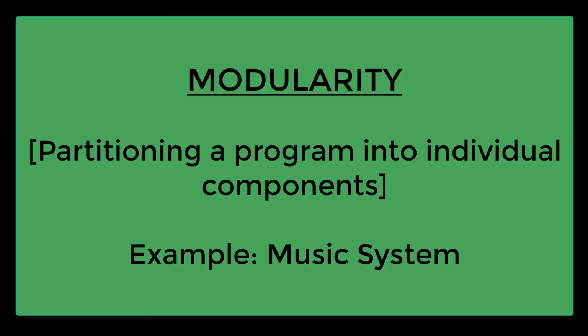The third one is modularity. Modularity is the property of a system that has been decomposed into a set of cohesive and loosely coupled modules. The music system, for example, comprises speakers, cassette player, record players, CD players, tuner, etc. Now, each module is a complete unit in itself, yet it works in accordance with other modules in order to achieve one single goal, that is music. This is known as modularity. In C++, functions can be considered as an example of modularity.